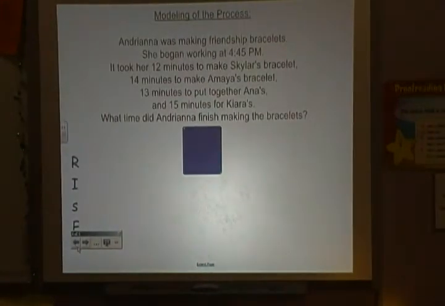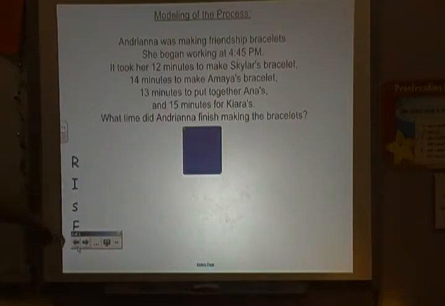Adriana was making friendship bracelets. She began working at 4:45 p.m. It took her 12 minutes to make Skylar's bracelet, 14 minutes to make Amaya's bracelet, 13 minutes to put together Anna's, and 15 minutes for Kiara's. What time did Adriana finish making the bracelets?